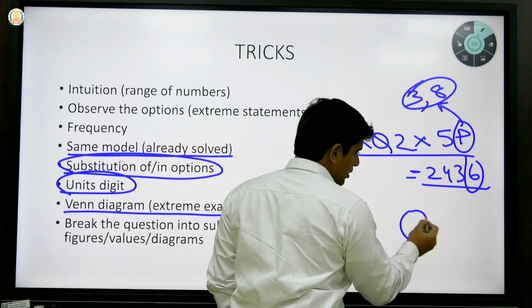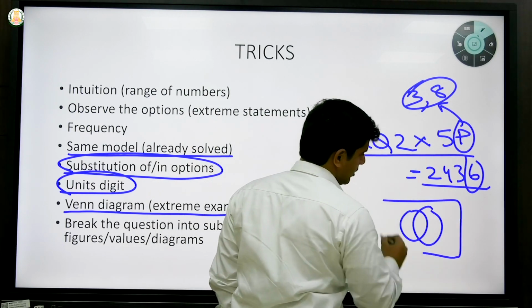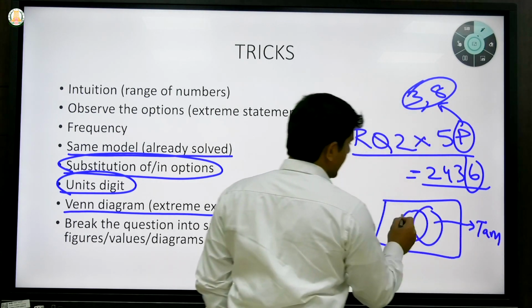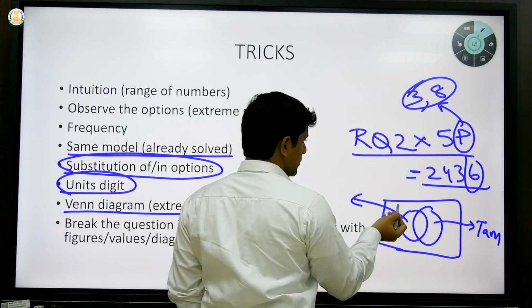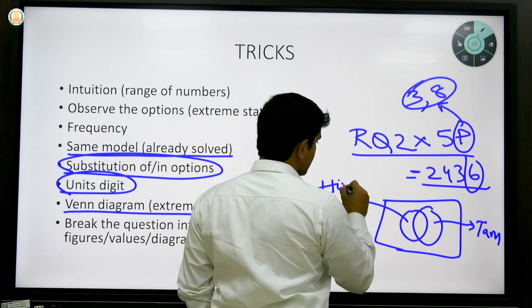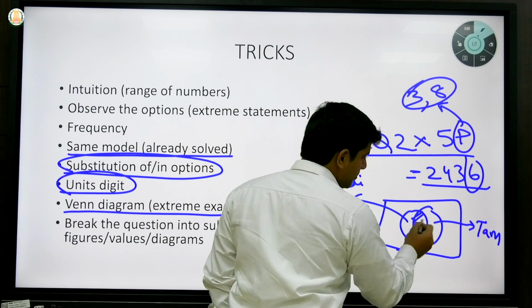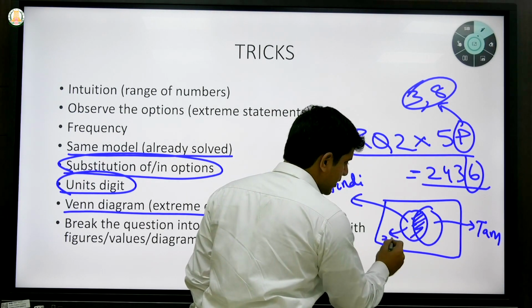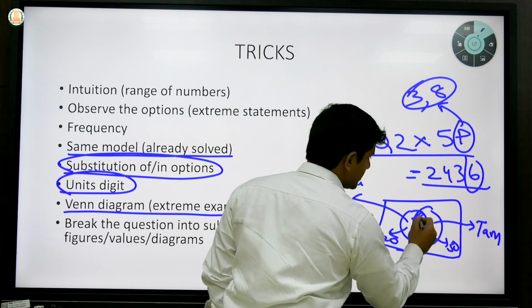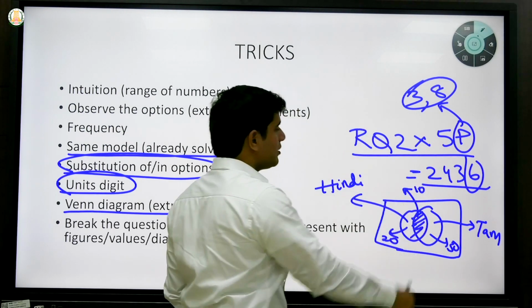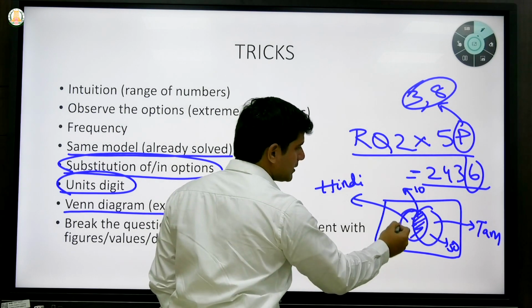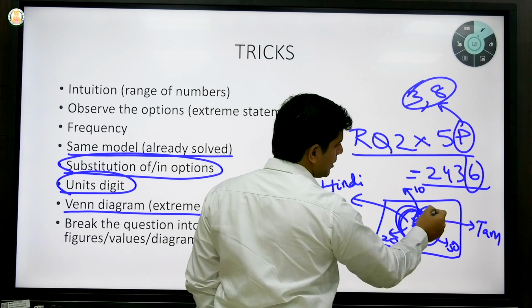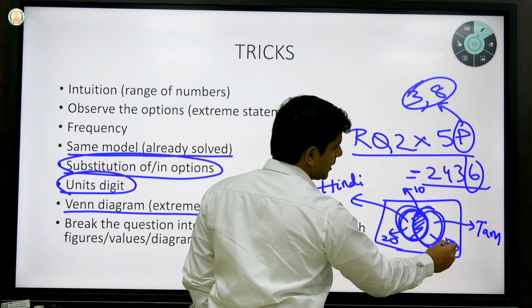So there, let's say these are only Tamil speaking people, and these are only, let's say, Hindi speaking people. There will be some common people who know both Hindi and Tamil. So if this is, let's say, 20, this is 30, and this is 10. Now when they ask how many speak Hindi, you should say it is 30, because all these people can speak Hindi. How many speak Tamil? It is 40, because 30 plus 10.